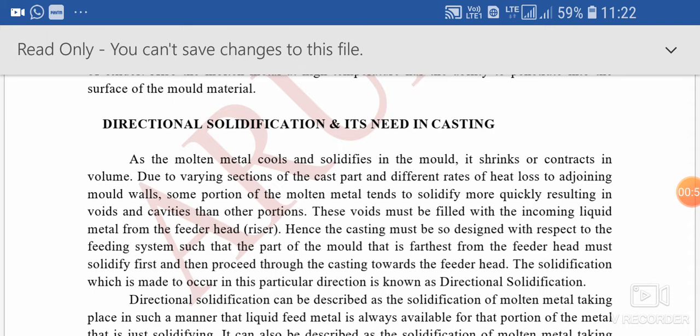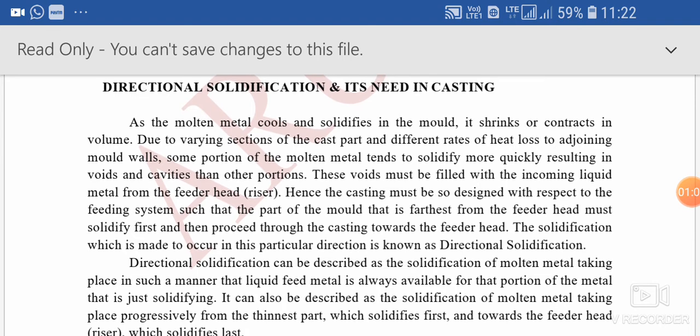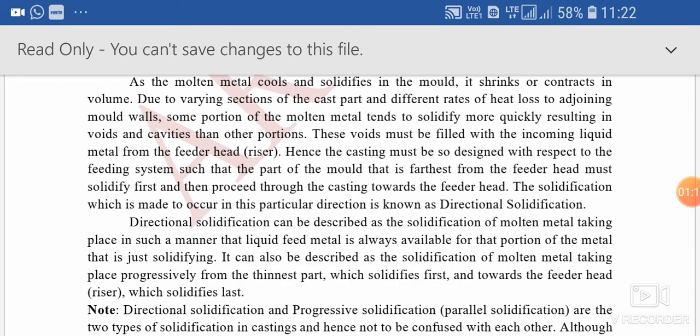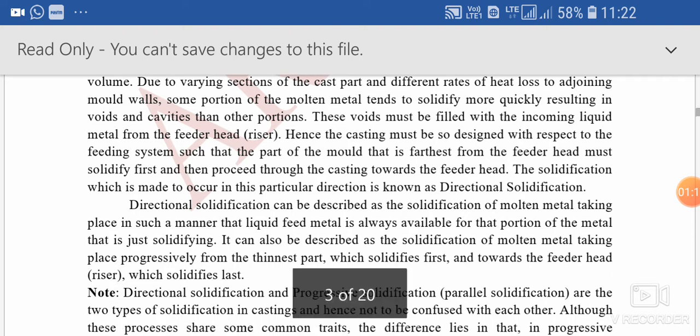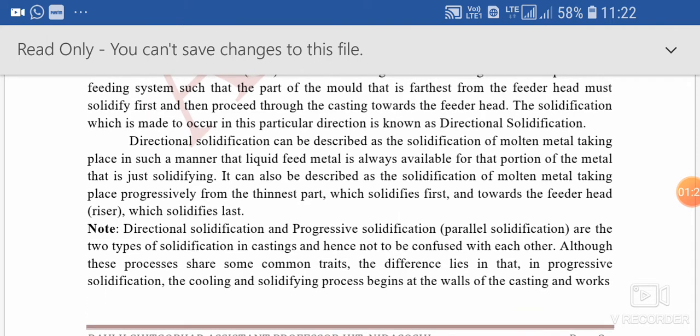Hence, the casting must be designed with respect to the feeding system such that the part of the mold that is furthest from the feeder head must solidify first and then proceed through the casting towards the feeder head. Solidification which is made to occur in a particular direction is known as directional solidification.